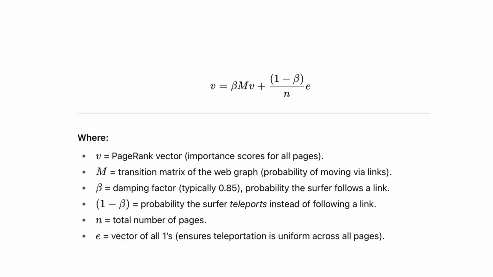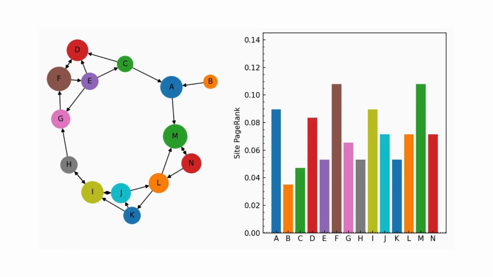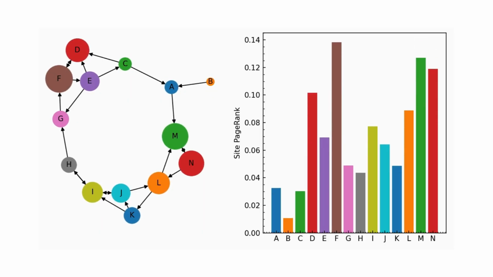Instead, we use power iteration. Start with a guess vector and repeatedly update using the formula until ranks stop changing. Typically, 30 to 50 iterations are enough.